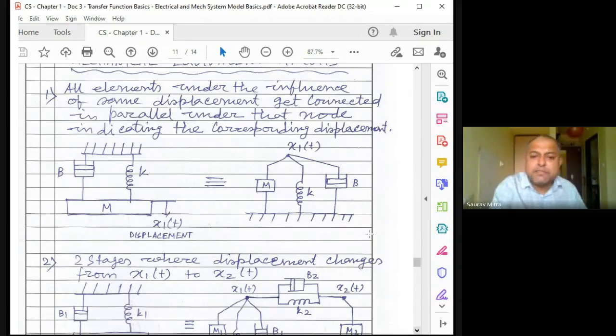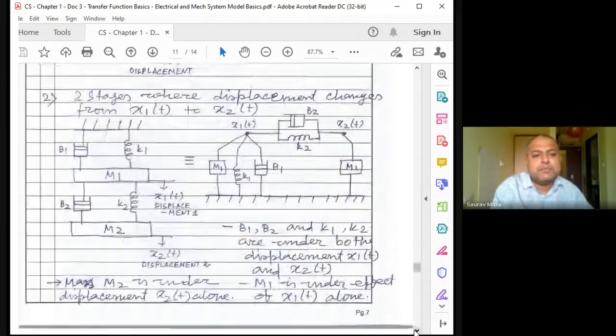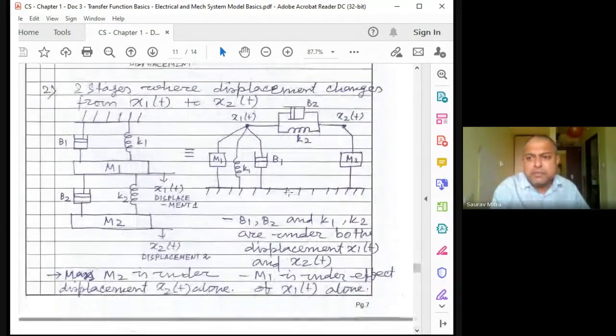Now we can find the transfer function of this. Check the second system. If you understand these two diagrams, it will be enough. Are you with me, all of you? Is the MBK system understandable? Hello? Okay, Akshata is saying it is okay.